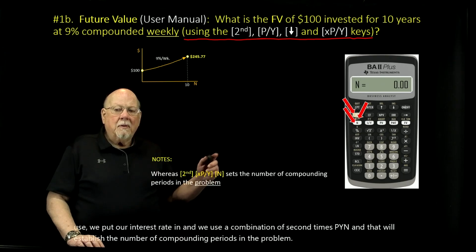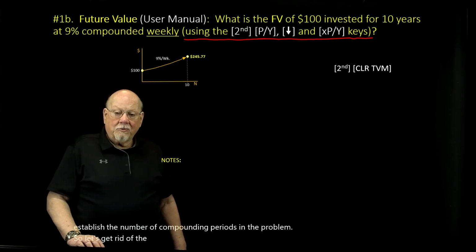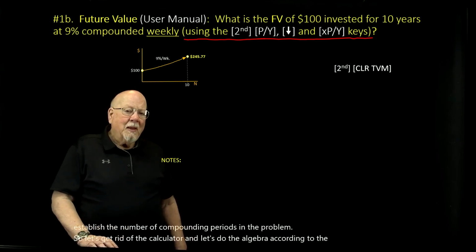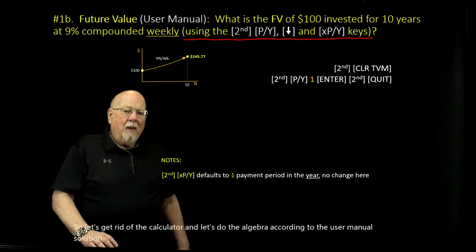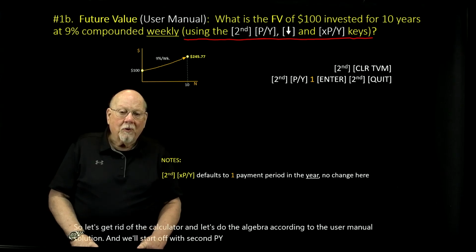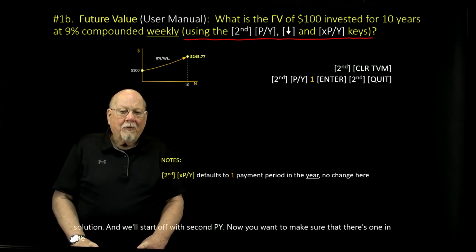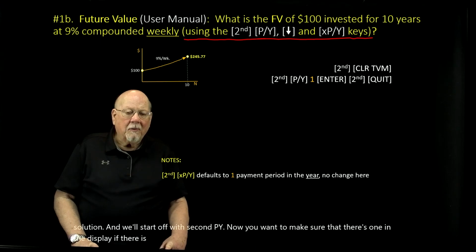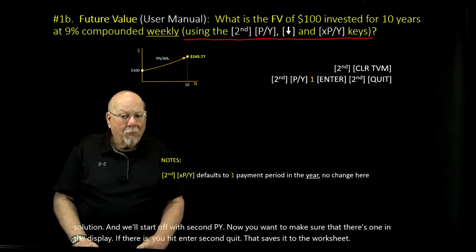So let's get rid of the calculator, and let's do the algebra according to the user manual solution. And we'll start off with second P/Y. Now you want to make sure that there's 1 in the display. If there is, you hit enter, second quit. That saves it to the worksheet. If there's not a 1 there, put a 1 there.